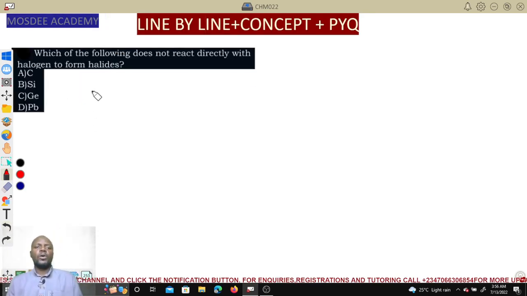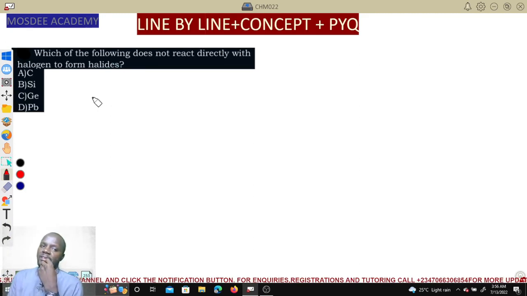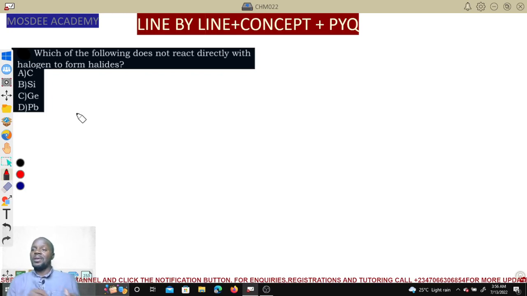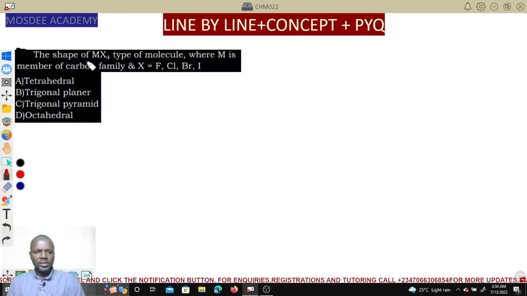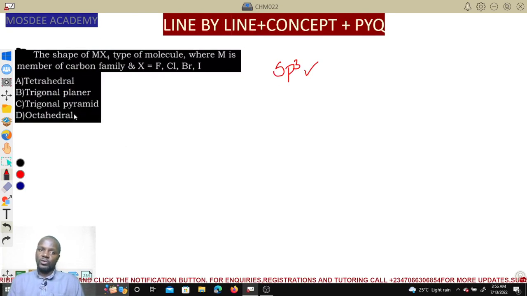The next one: which of the following does not react directly with halogen to form halide? I talked about these two. If you are following me line by line, I would have talked about all this. The one that does not combine with halogen directly to form a halide is carbon, and I told you that as well when I was explaining the simple concept, which I asked you to pull down. The next question says, the shape of an MX4 type of molecule: MX4 is sp3 hybridized, which is tetrahedral. So please keep that in mind. Direct answer.